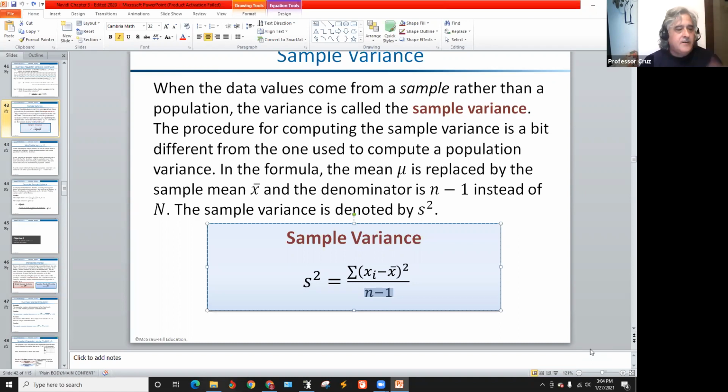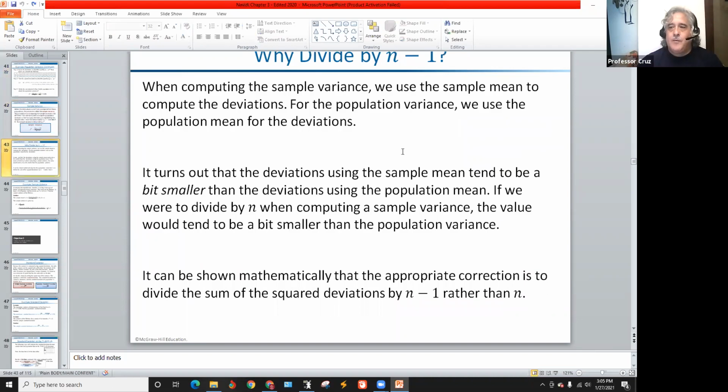A larger sample fixes most things in life with statistics. But that's the only difference, the n minus 1. It's the same procedure. And they're going to tell you what they think about the n minus 1 if you want to read it.